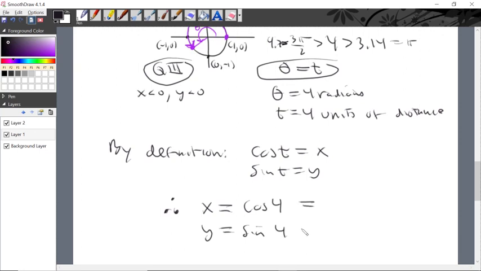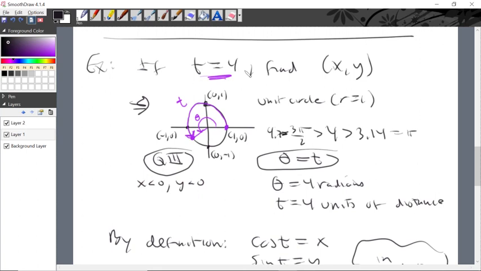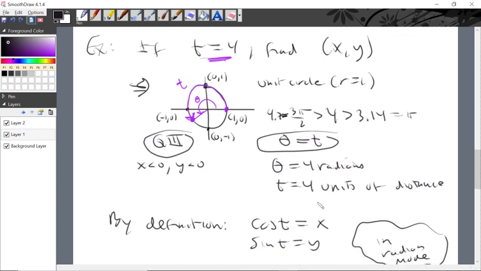Now, when you go to your calculator to evaluate this, make sure that you are in radian mode. Check to see that you're in radian mode, not degree mode. This is not 4 degrees. If it was 4 degrees, we would write the degree symbol. It is a unitless measure. And although it was given to us as a distance, we build the radian measure for an angle so that the number we use in radians is always exactly the same as the number we use for the distance in the unit circle.